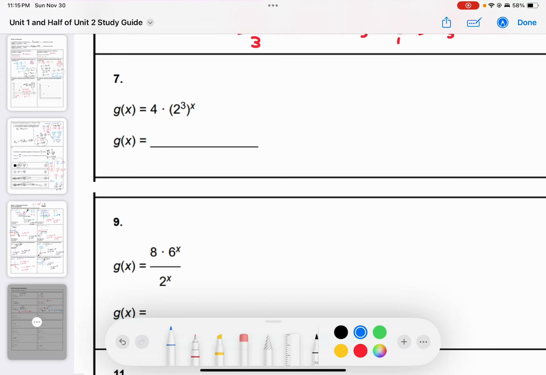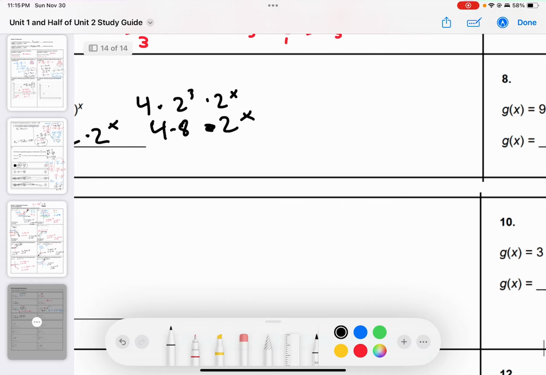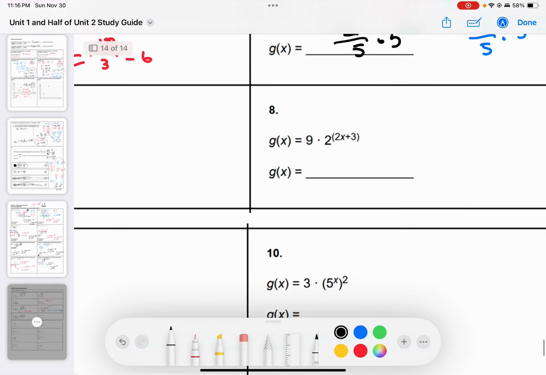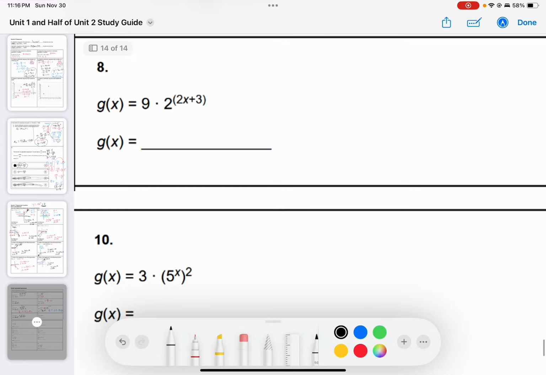All right. We've got 4 times 2 to the 3rd to the x. So I can say 4 times 2 to the 3rd times 2 to the x. 2 to the 3rd is 8. So we get 32 times 2 to the x. I'm going to just move along because this is becoming longer than it should. All right, this is about to get messy.